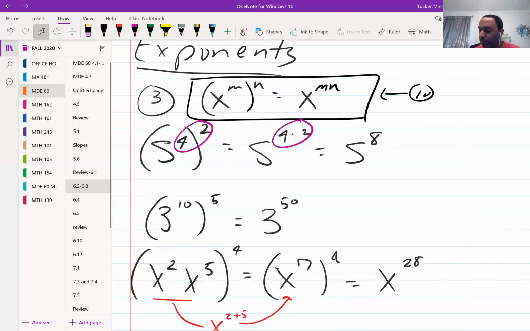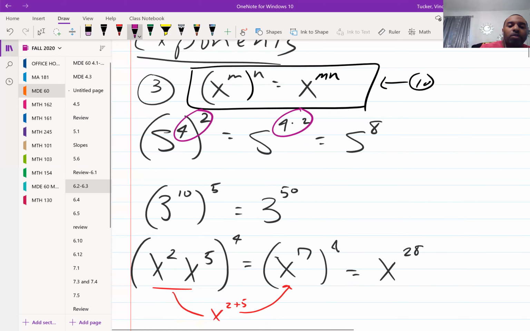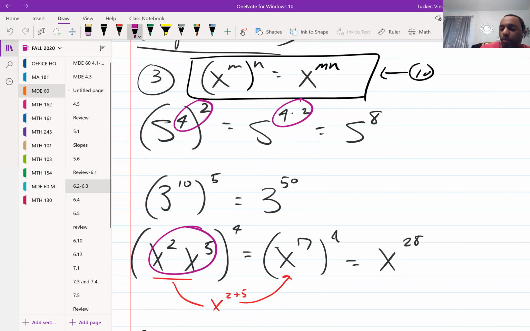Then the next one, we have x squared times x to the 5th, raised to the 4th power. So what I did was simplify what was on the inside of the parentheses first. Whenever you multiply your variables, you can add the exponents. So 2 plus 5 gave me x to the 7th. And then x to the 7th raised to the 4th power. 4 times 7 is 28.